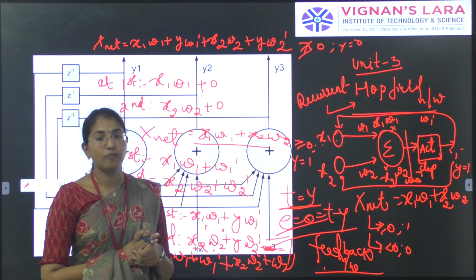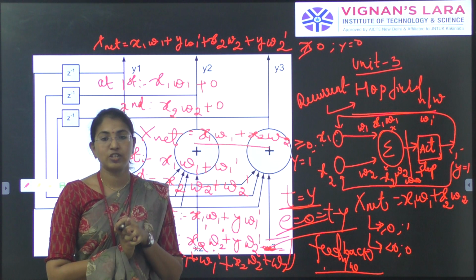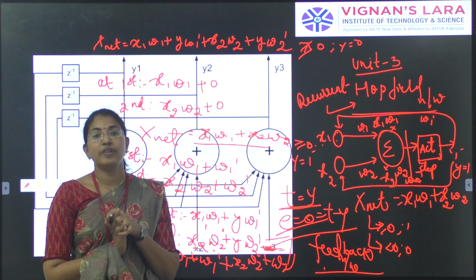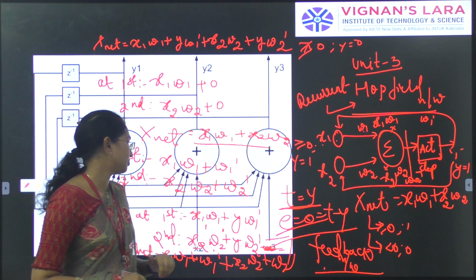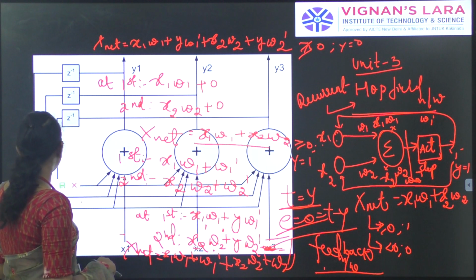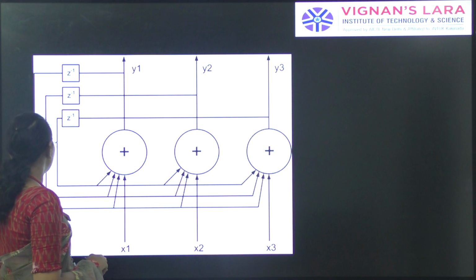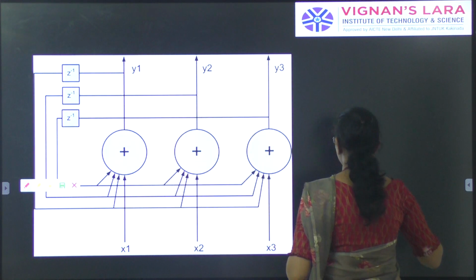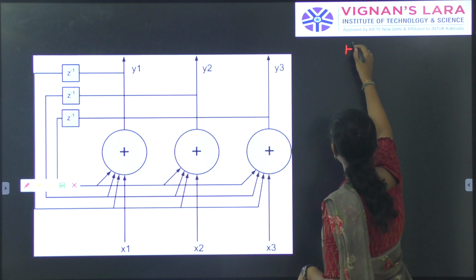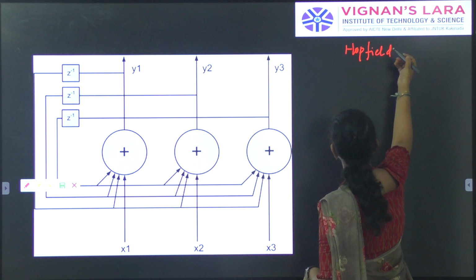Now coming to the Hopfield network, you have n number of types in recurrent network, where Hopfield is one of the types of recurrent network. Within the Hopfield you have two types of classifications. Hopfield is of two types.